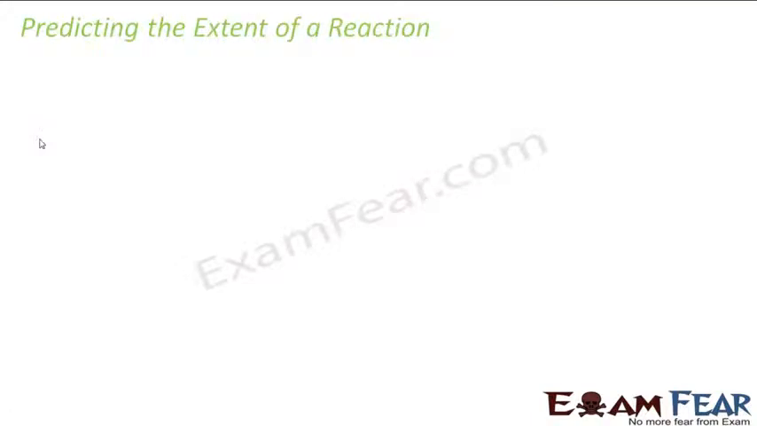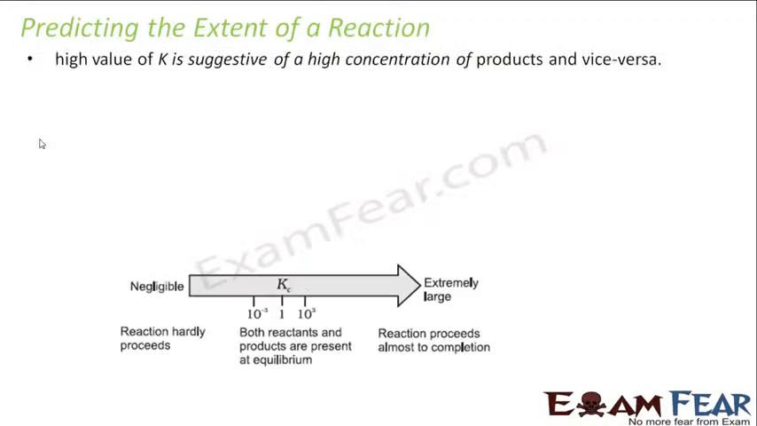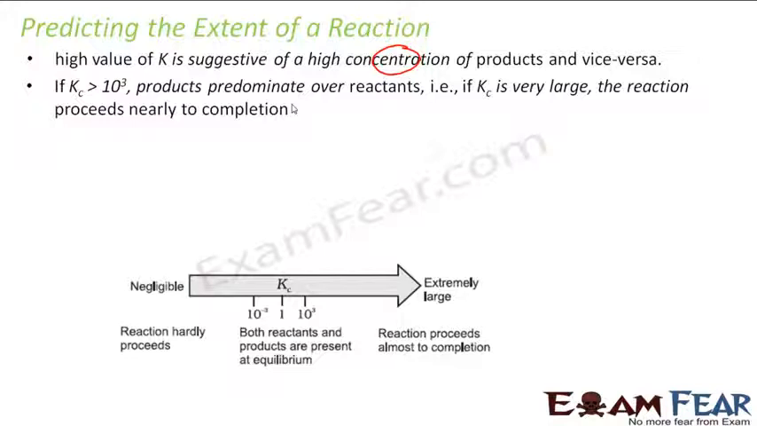The first one is to predict the extent of the reaction. So high value of K implies there's a high concentration of product when you compare to reactant. And if the value of Kc is greater than 10 to the power 3, we say that the product predominates over reactant. That is, most of the reaction is done. The reaction has moved on this side. If you see, Kc is equal to 10 to the power 3 here. So anything greater than that is this side. That means we have more and more products, right?